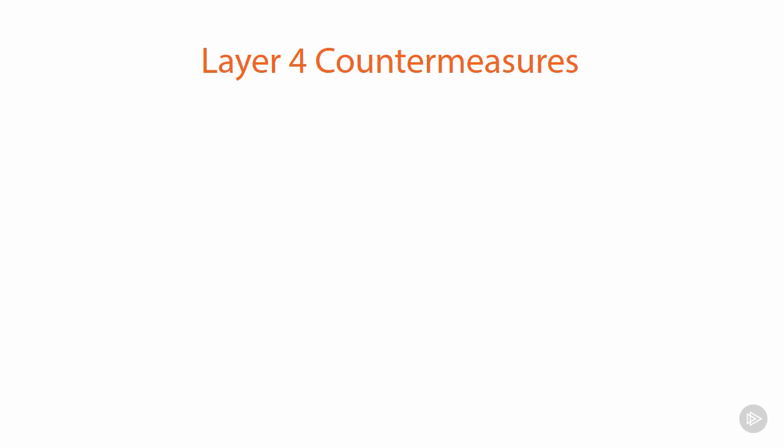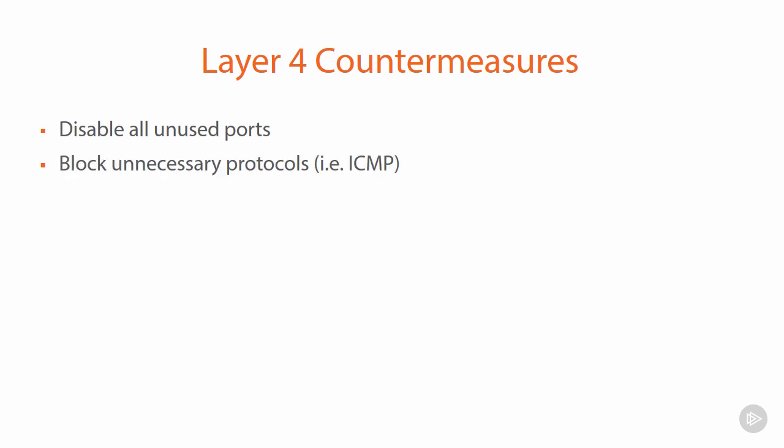So we're talking about layer 4 countermeasures here. We're on the network stack. How do we defend against attacks against things like TCP and UDP? Well, one really simple first step is just disabling any unused ports. And not only that, but blocking any unnecessary protocols. ICMP is a perfect example.